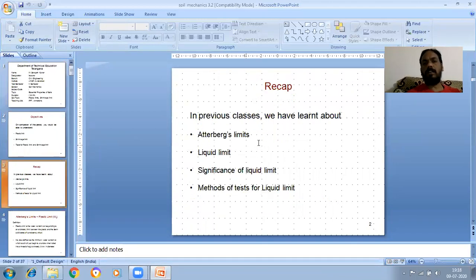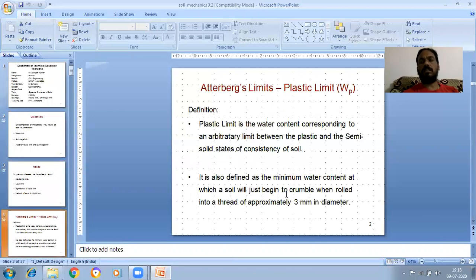In the last class, we learned about Atterberg's limits, the liquid limit, its significance, and the methods or tests to determine the liquid limit. Now, today's class, let us start with Atterberg's limits. What are Atterberg's limits? Actually, we have already discussed. Atterberg's limits are the water contents at which the soil mass changes from one state to another state.